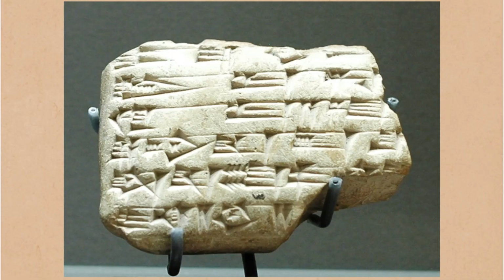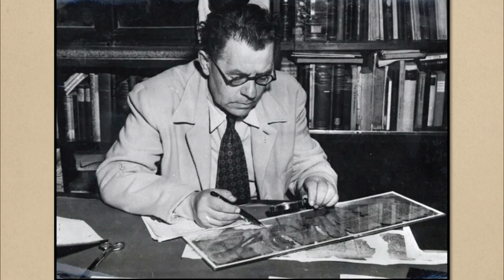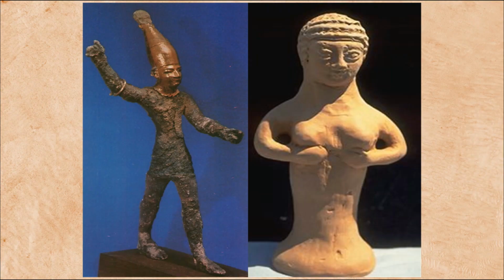Ugaritic texts show close similarities to Hebrew poetry and have helped: 1. Make sense of rare Hebrew words, 2. Better understand parallelism as an ancient Near Eastern art form, and 3. Know what people believed Baal and Asherah were like.